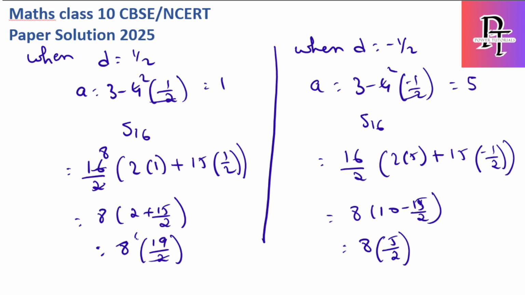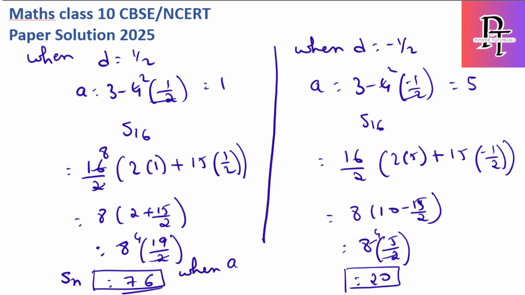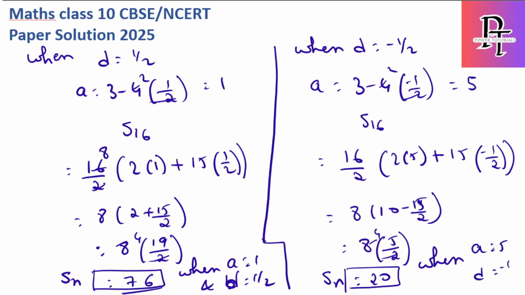So 2 ones 2 fours, 19 fours are 76, and here it is 2 fours 4 5s are 20. So both the values are correct, but you have to mention clearly that Sn is equal to 76 when A is equal to 1 and D is equal to half, and here Sn is equal to 20 when A is equal to 5 and D is equal to minus half. So both you have to mention, then definitely you'll get 5 marks.